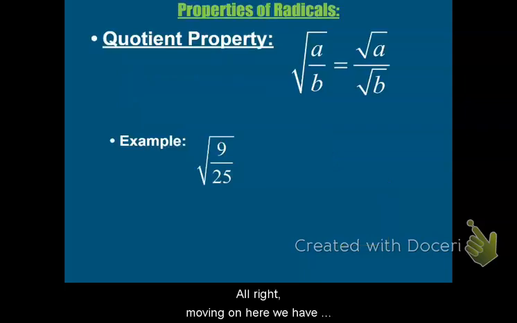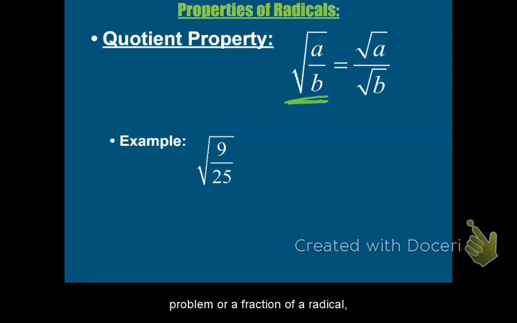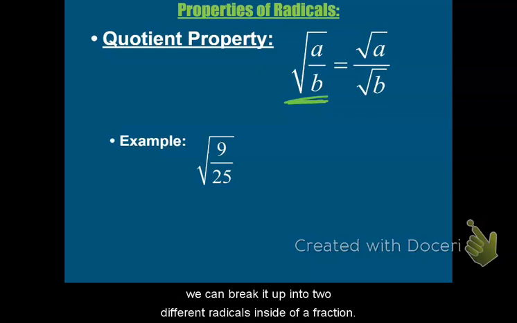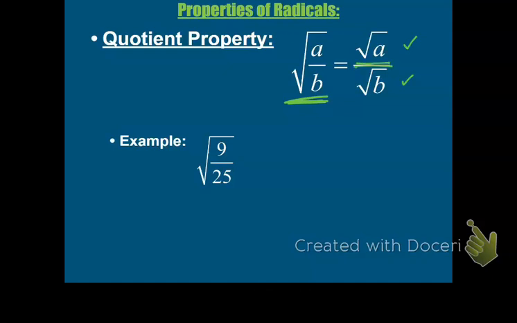All right, moving on here, we have another property. So far we've just been working with the product property for radicals. And now we're looking at the quotient property for radicals. And this one says that if we have a quotient or a division problem or a fraction of a radical, we can break it up into two different radicals inside of a fraction. So sometimes this is easier to understand with an example.